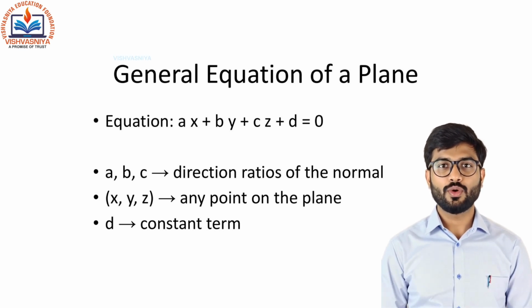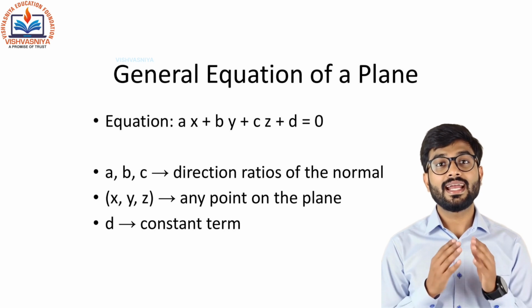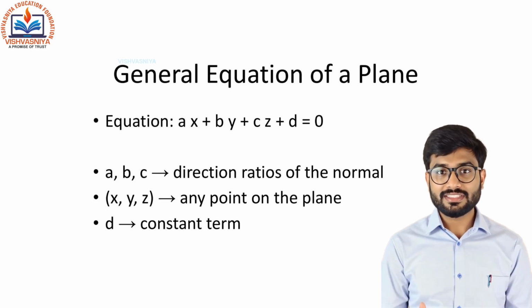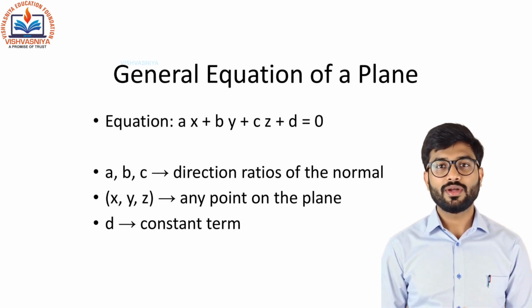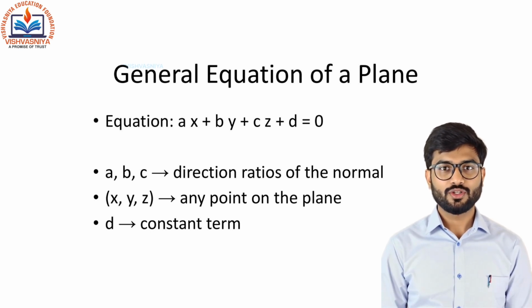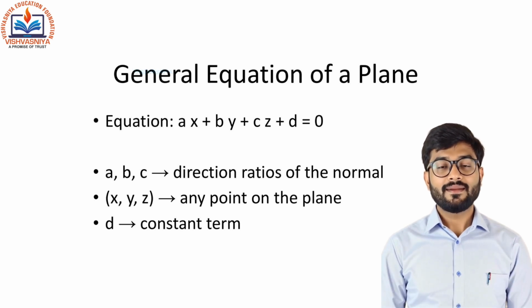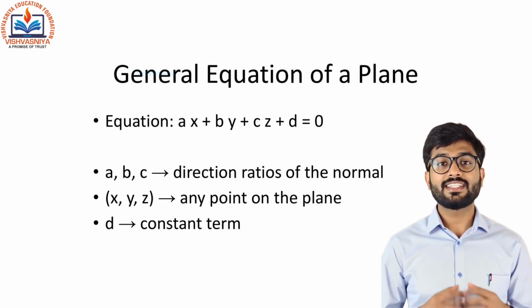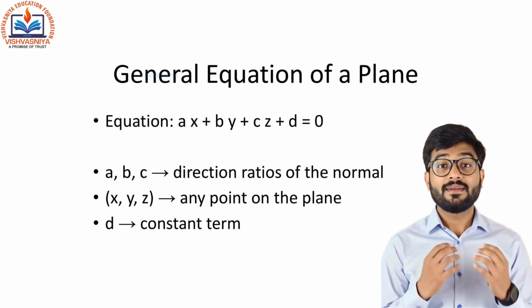General equation of a plane. The general equation of a plane is written as ax + by + cz + d = 0. Here, the letters a, b, c are called the direction ratios of the normal to the plane. The letters x, y, z represent any point lying on the plane, and d is a constant term that fixes the plane's position in space.